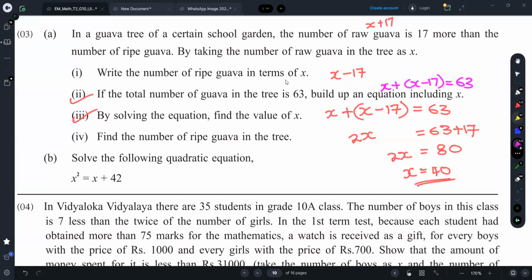Yeah, X represents raw guava in the tree. Then the number of raw guava is 17 more than the number of ripe guava. Then ripe guava should be 17 less than the number of raw guavas: X minus 17.